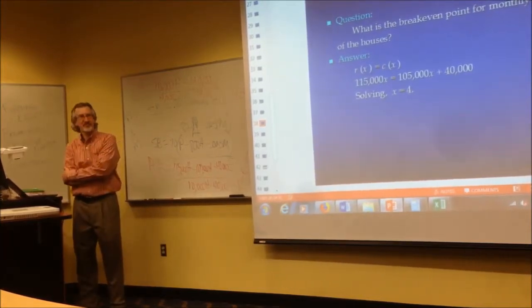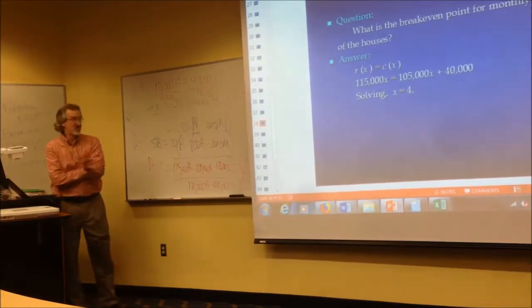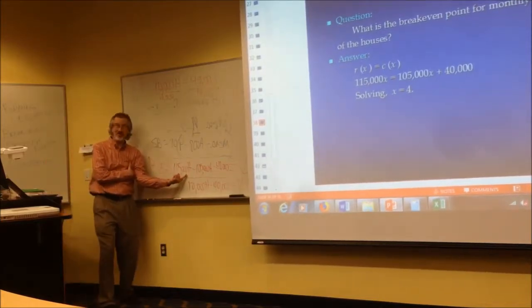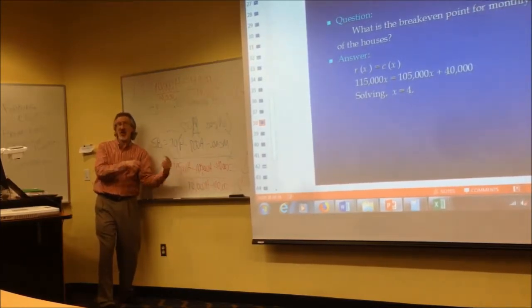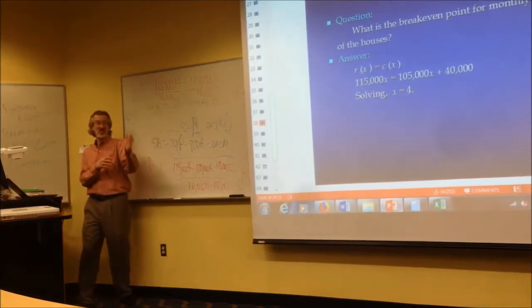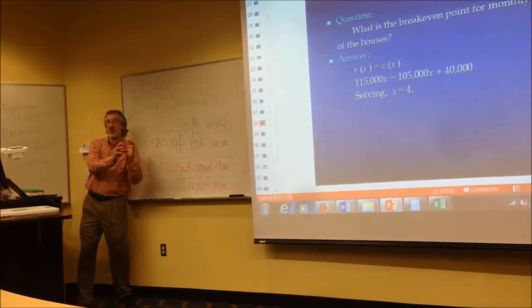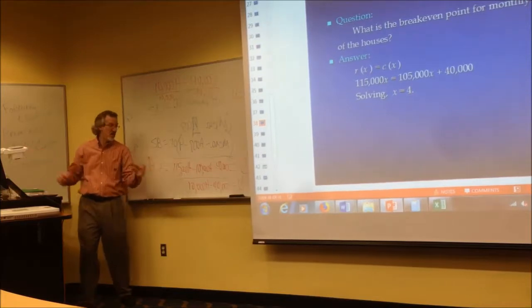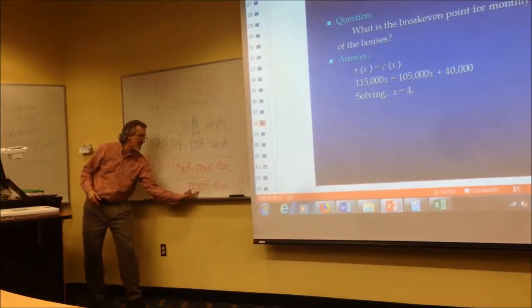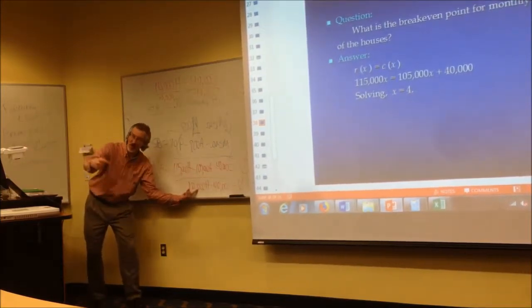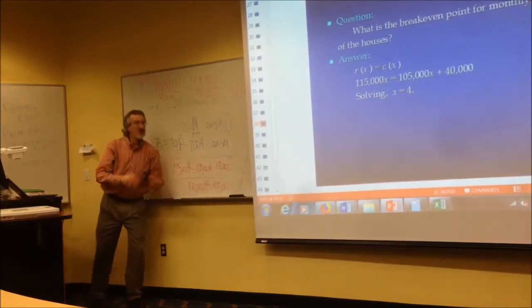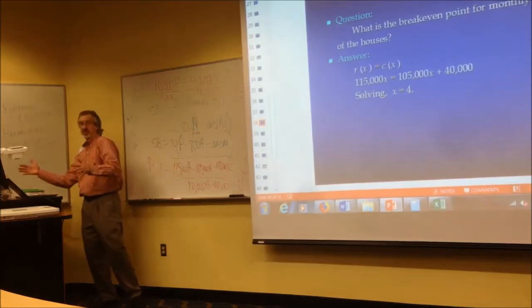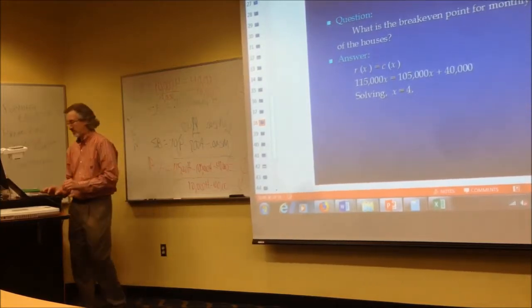What I want to add to this is, when we subtracted the 105 variable cost from the 115 revenue, that calculation is your gross margin. That tells you how much you profit from each house sale, and that's the part that's paying for the overhead. When overhead's 40,000, that means 10,000 goes to our overhead for each house sold. And once we get past 4, now we're finally making profit for the month. We've got to sell 4 houses a month to break even.